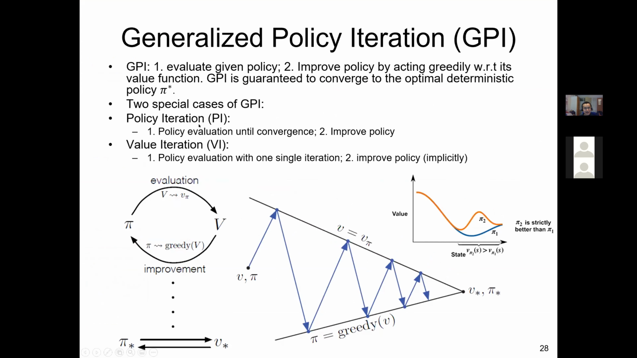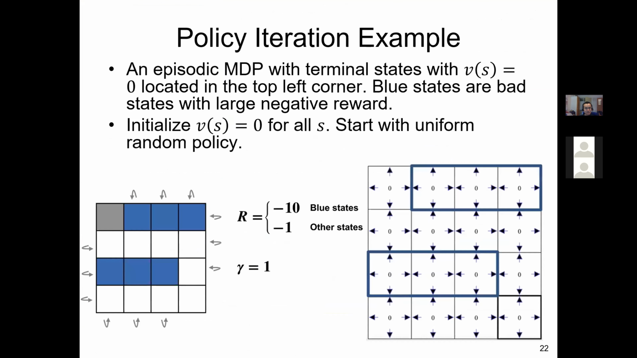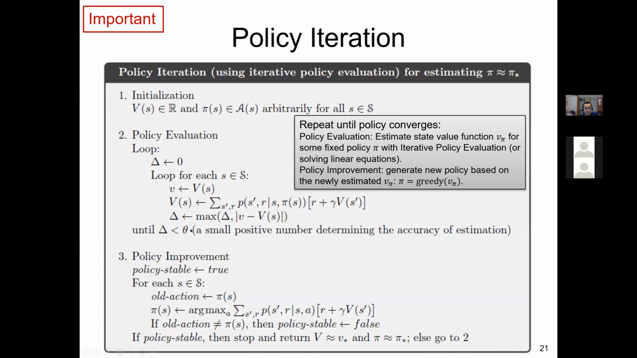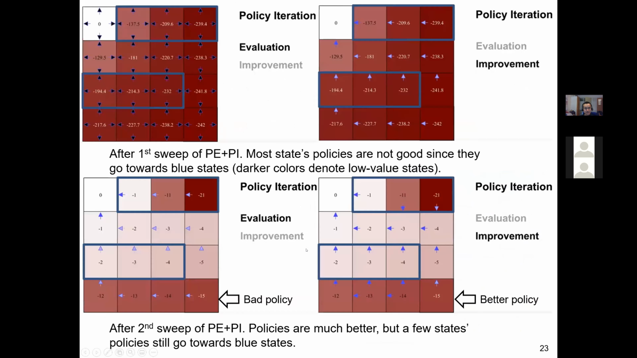So policy iteration is to run policy evaluation until convergence, and then improve the policy. Remember that we had a policy evaluation step where we had a theta as the threshold for judging whether it has reached convergence.